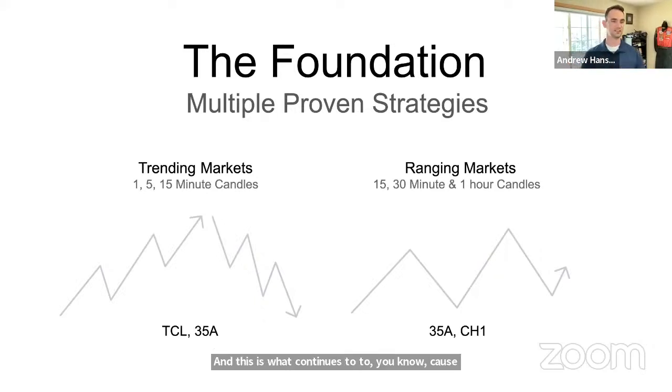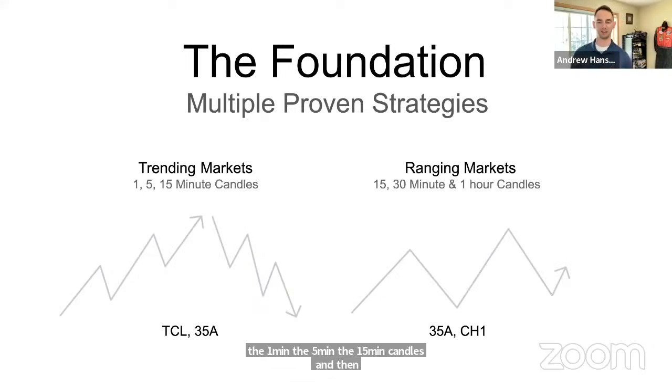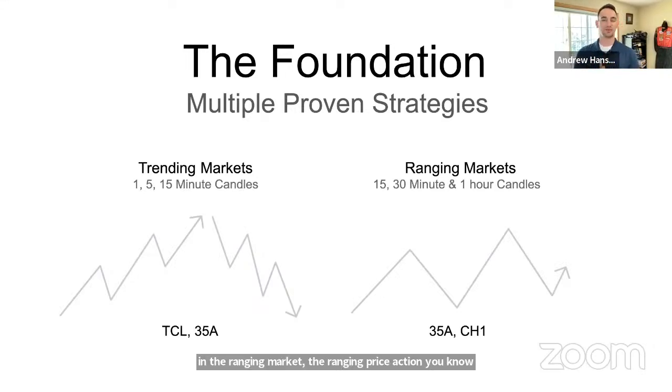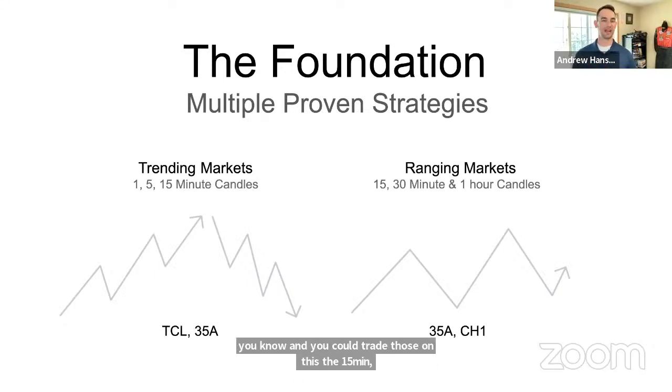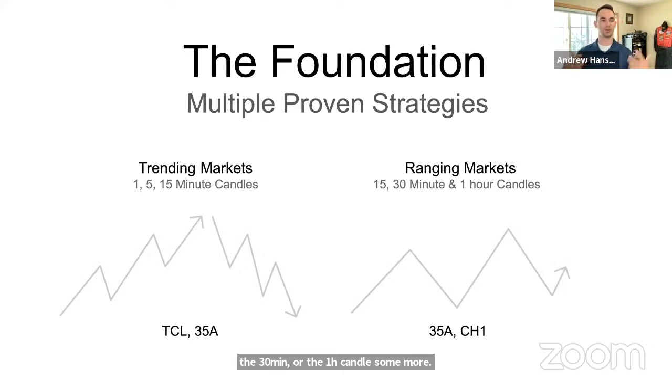In the trending market, we have a TCL strategy and the 3-5A strategy that you could trade on the 1 minute, the 5 minute, the 15-minute candles. And then in the ranging market, the ranging price action, the 3-5A strategy does really well there as well. And the CH1, and you could trade those on the 15-minute, the 30-minute, or the 1 hour candle, some more of those swing trades. What's so awesome is, when you go through the course, you learn all of these. All of these strategies are taught. And what I tell people is, pick one and get really good at it, and then go to the next one.